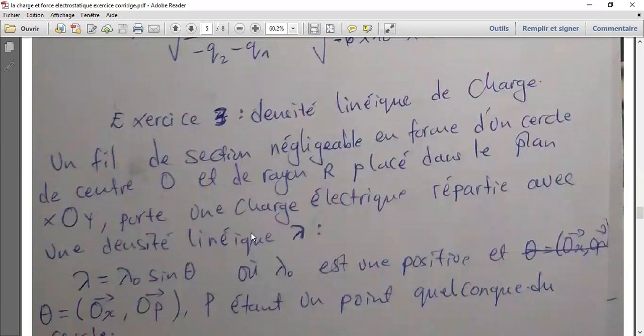So when you talk about density linear, it's really important to understand what they mean. When they're talking about density surfacic, what do they mean? When they're talking about density volumic, what do they mean? So yeah, just a quick rappel, just a quick reminder.